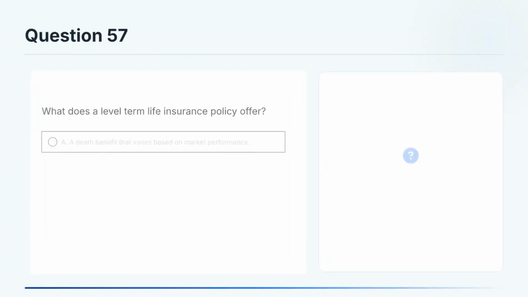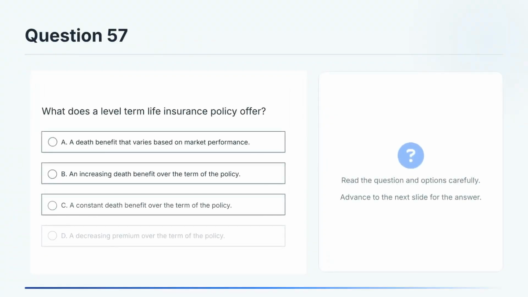Question 57. What does a level term life insurance policy offer? A. A death benefit that varies based on market performance. B. An increasing death benefit over the term of the policy. C. A constant death benefit over the term of the policy. D. A decreasing premium over the term of the policy.